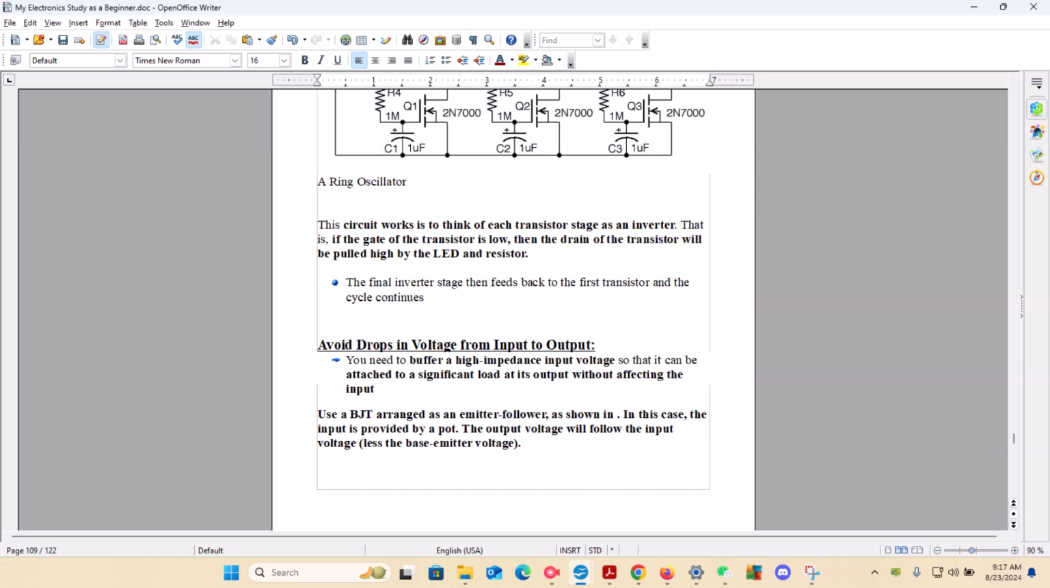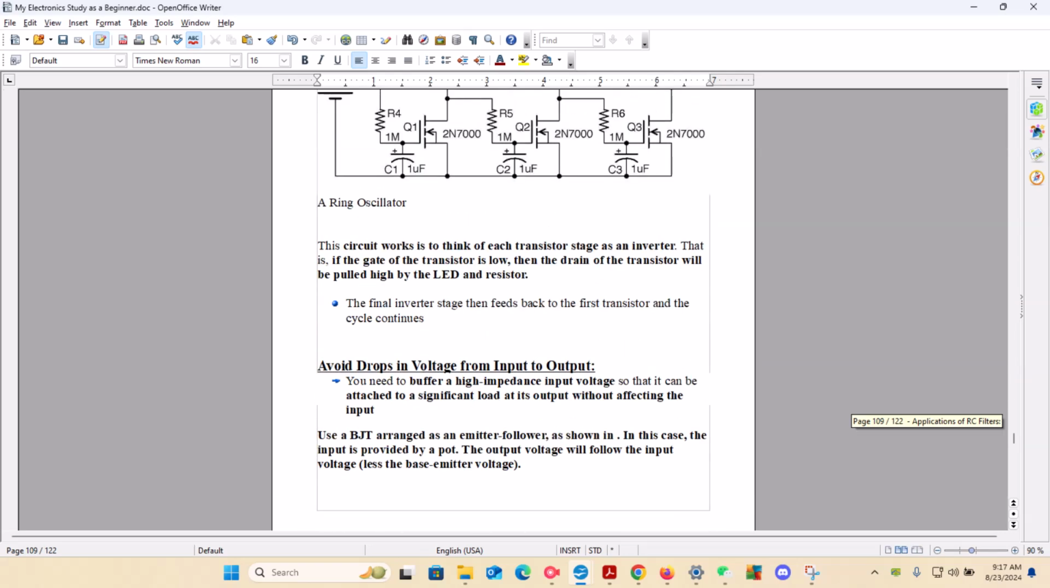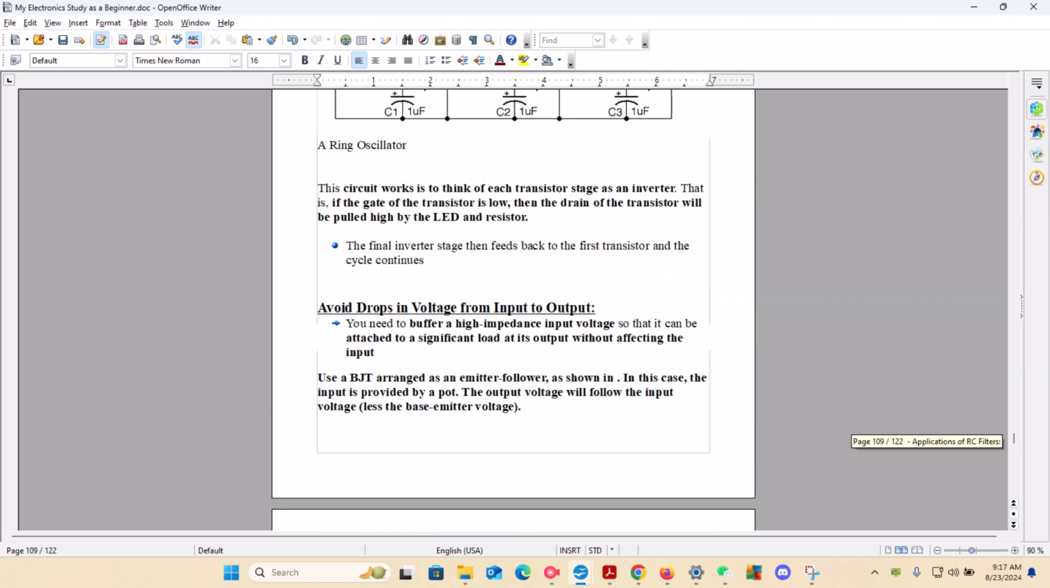Now to avoid drops in voltage from input to output, you need to buffer a high impedance input voltage so that it can be attached to a significant load at the output without affecting the input. Now what you want to do is use a BJT arranged as an emitter follower, as shown below here.